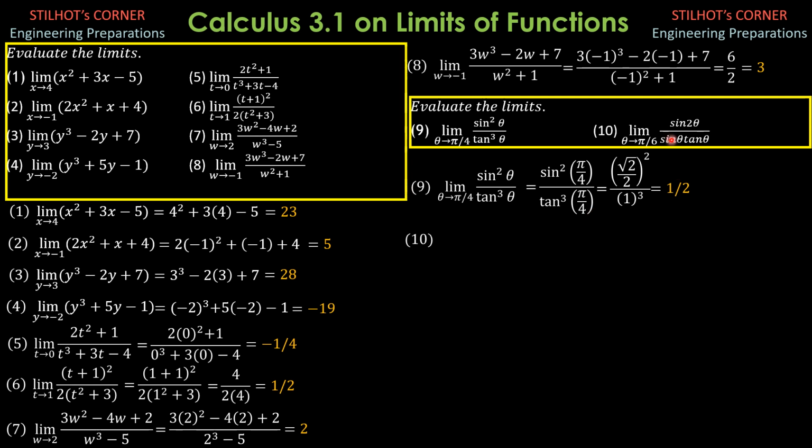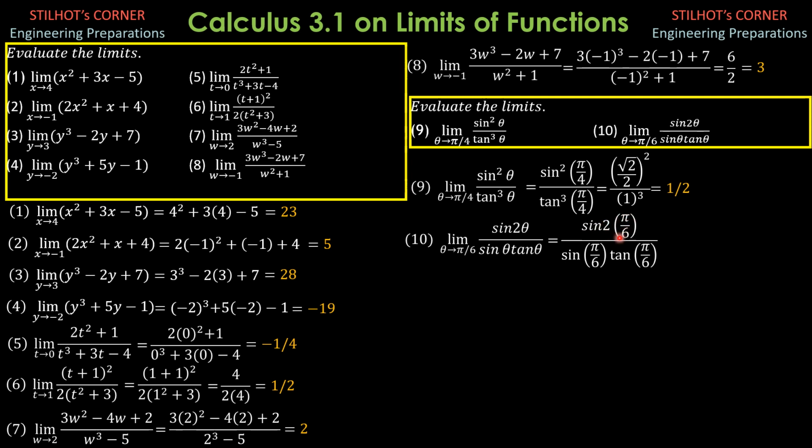Then finally, number 10, the limit of sine 2 theta over sine theta tangent theta as theta approaches pi over 6. When theta approaches pi over 6, the denominator does not approach 0, so we simply substitute. So sine of 2 times pi over 6, pi over 6 is 30 degrees, times 2, 60 degrees, and sine of 60 degrees is square root of 3 over 2.